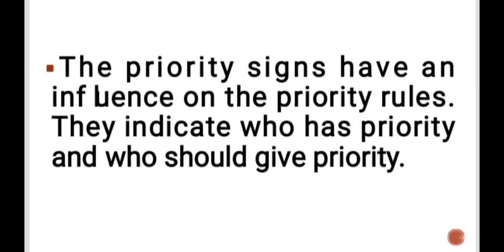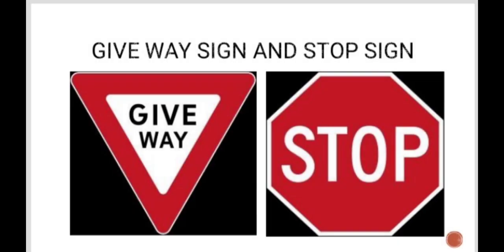First is priority signs. The priority signs have an influence on the priority rules. They indicate who has priority and who should give priority. For example, the stop signs and give way signs.